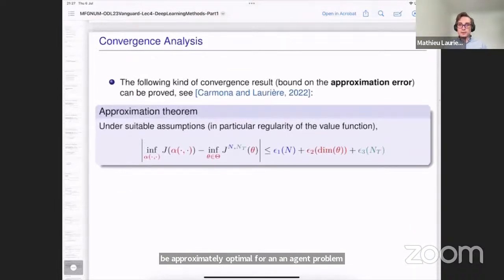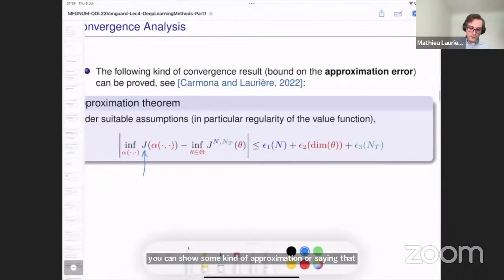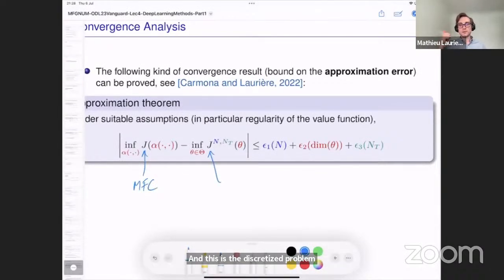So using this kind of scheme, you can show some kind of approximation error, saying that compared with the original problem, so this is really the MFC, and this is the discretized problem with n particles to approximate the distribution, n t time steps, and some parameters here. So theta is finite dimensional. I'm not taking a neural network with infinite width. I'm taking a neural network with a finite number of neurons. So there is a dimension here, which is the number of parameters in your neural network.